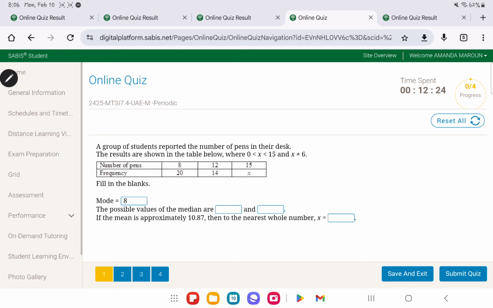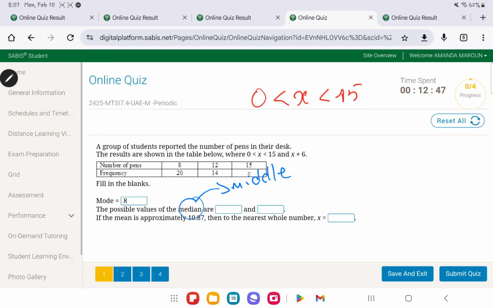Now, we move on to the next part, which is the possible values of the median. The median means the middle term or the middle number. To find this, of course, we're not going to be using any equations. We don't have any equations for this. You just have to understand what they have given you and how you can solve it.